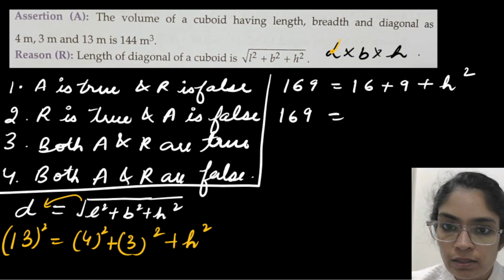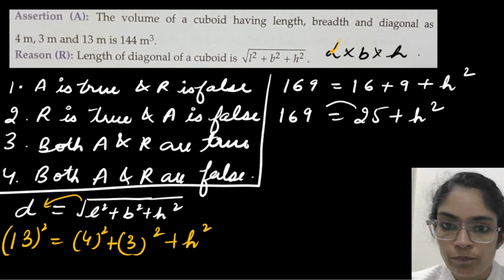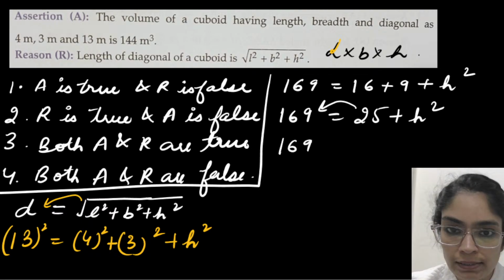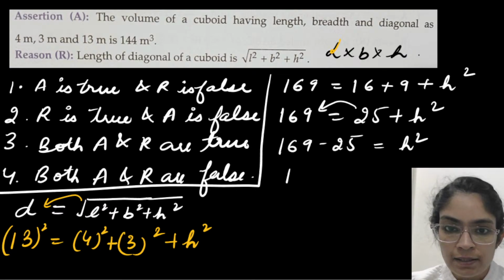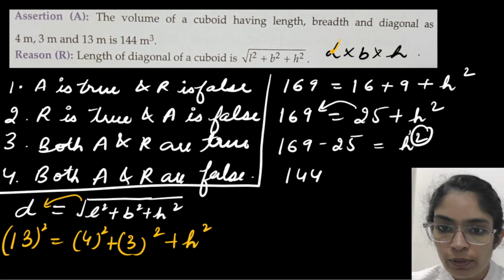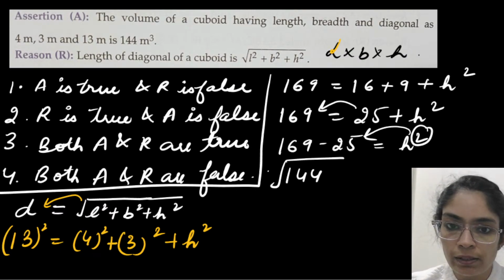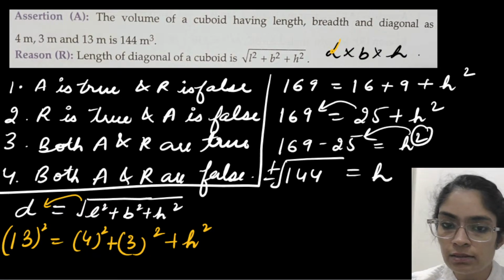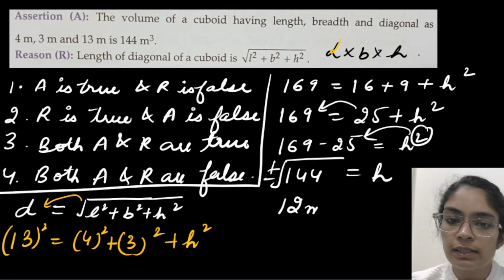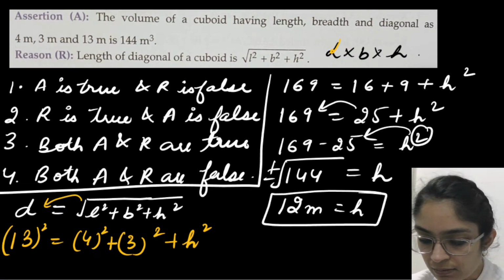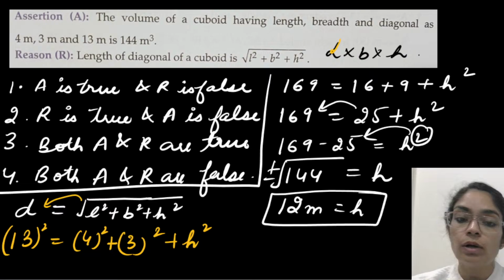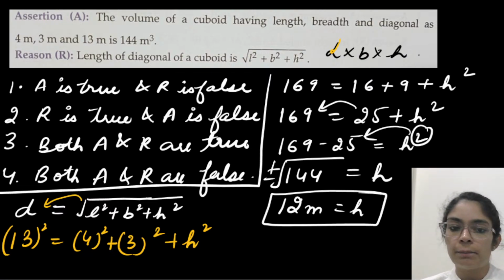So 169 is equal to 16 plus 9 is 25, 25 plus h square. Let's shift 25 to the other side. So 169 minus 25, because plus 25 becomes minus when we shift it. So this is 144. Square also, when you shift to the other side, becomes square root. Square root is plus minus, but only the positive value we will consider. So height is equal to 12 meter. So height's value we found is 12 meter, but still we have to check the volume.